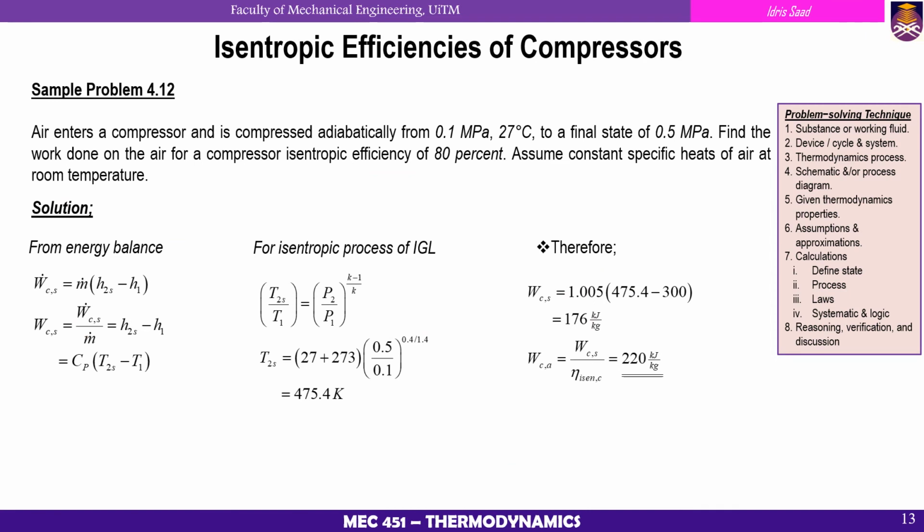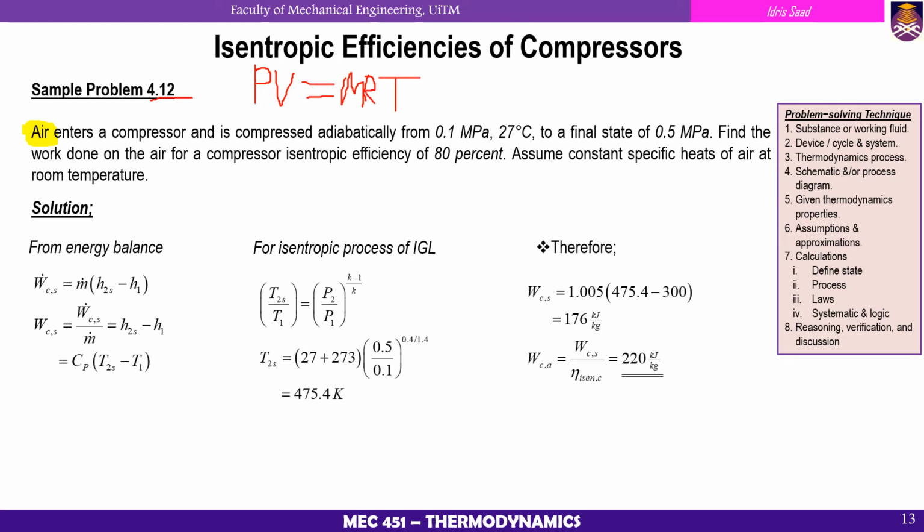Now let us see an example of the isentropic efficiency of the compressor in this sample problem. It says air, so now our substance is air, an ideal gas. Please remember, if we talk about ideal gas, we have to use the ideal gas law, which is PV is equal to mRT.